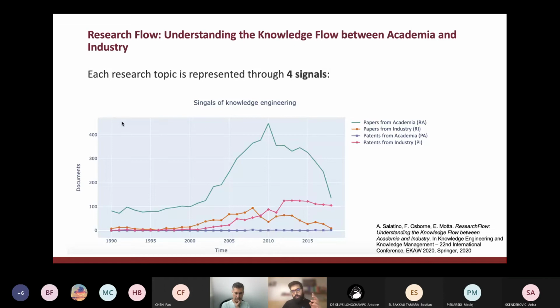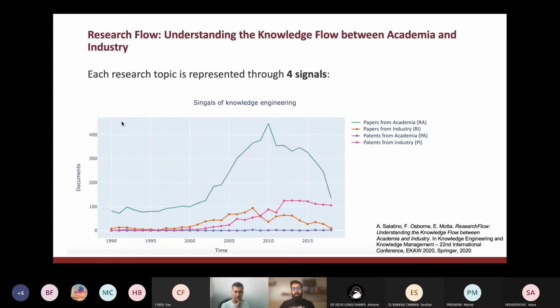The first thing that we did last year was building this approach, which is called research flow. It's a research exercise that we did, which aims at understanding the knowledge flow between academia and industry. So understanding how academia and industry communicate between each other. This is just a use case, just to show you the potential of this kind of data sets.